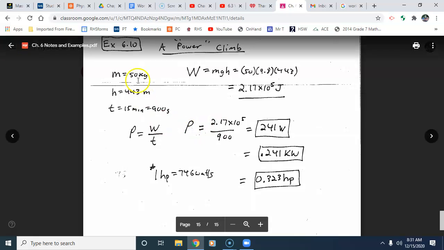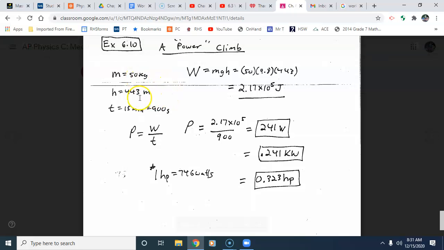So the mass of the person is 50 kilograms. The height of the steps is 443 meters. And the time to do it is 15 minutes. Converted into seconds, that's 900 seconds. Now we've got to think about stairs for a second. Right? And when going up a set of stairs.